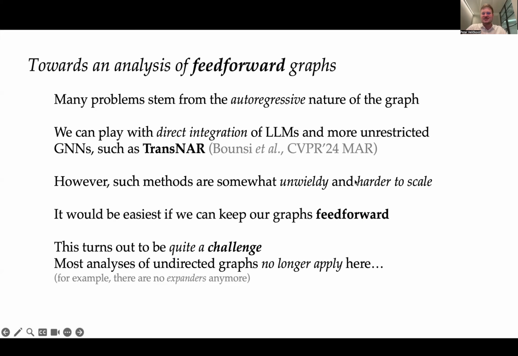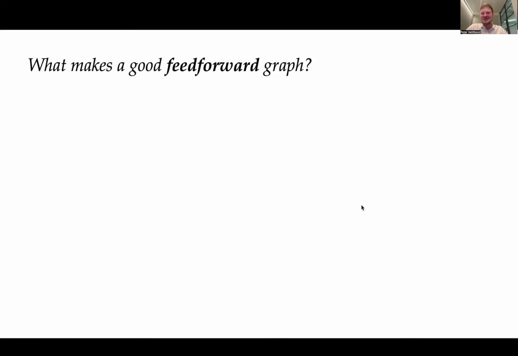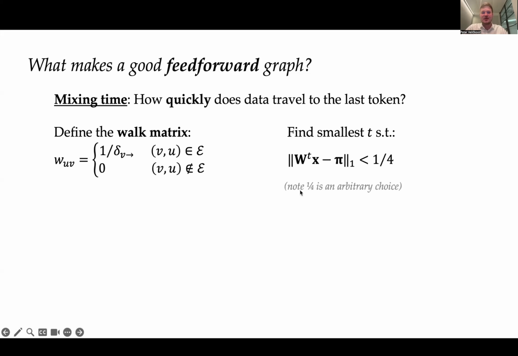And turns out this is actually quite hard. So most of the analyses that we know from undirected graphs no longer apply to this regime, right? And for example, there's no such thing as expanders anymore, or at least we don't know of anything similar to expanders in this feed-forward regime, okay? So let's ask the question, what makes a good feed-forward graph? So what makes a good directed graph without backwards edges?